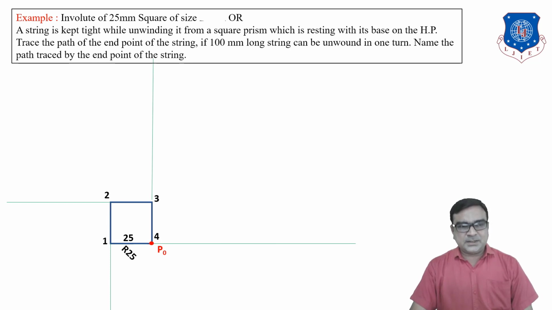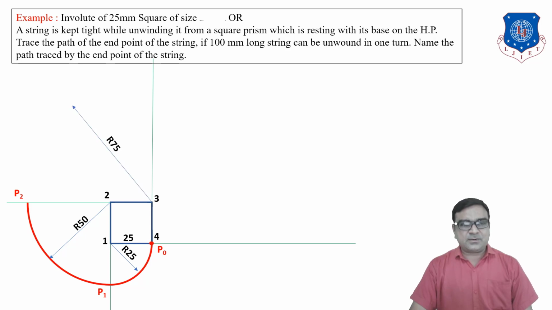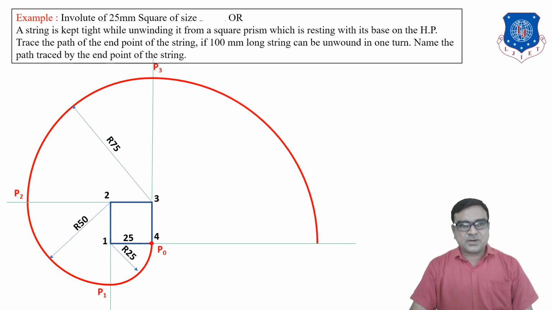Now when we open the thread from P0 up to tangent T1, we will get a quarter circle of radius 25 mm. This arc is drawn by taking center 1, radius 25 mm, and drawing an arc from P0 to P1. Now center 2, radius 50, draw an arc from P1 to P2. Center 3, 75 mm radius, draw an arc from P2 to P3. And center 4, draw an arc from P3 to P4 by taking 100 mm radius.